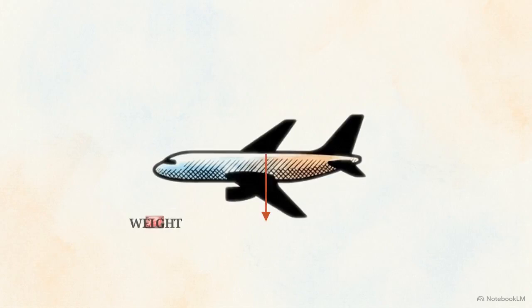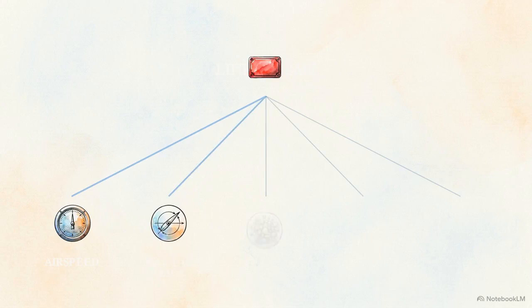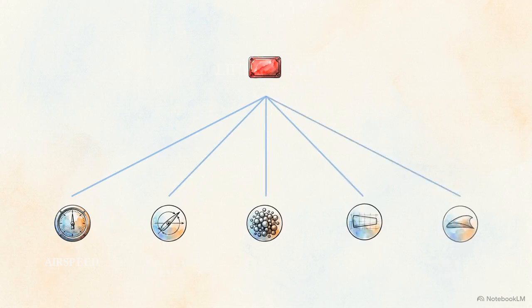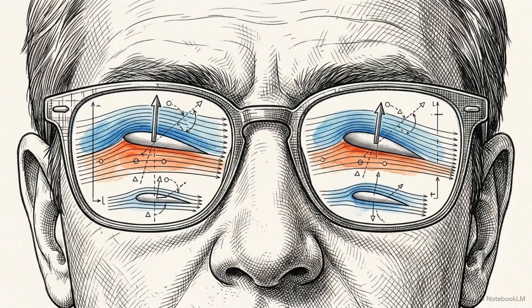Lift is the aerodynamic force that acts roughly upward, directly opposing the weight of the aircraft. This force is produced when air flows around the wing and the wing changes the airflow. The volume of lift generated is determined by 5 variables: airspeed, angle of attack, air density, wing area, and wing shape. Success in aviation exams requires more than memorizing these terms. You must understand how these variables interact to master true flight mechanics.